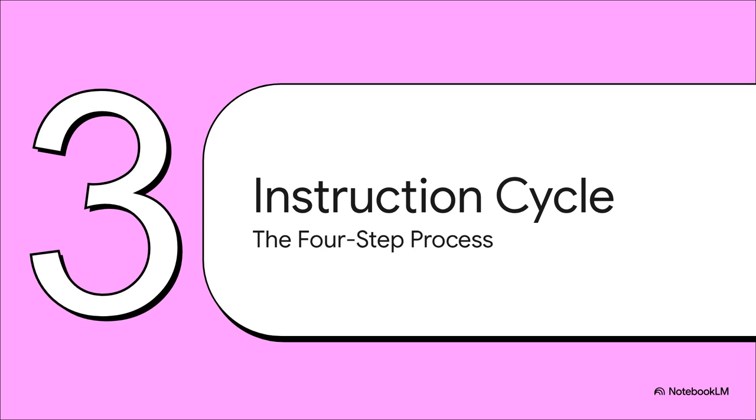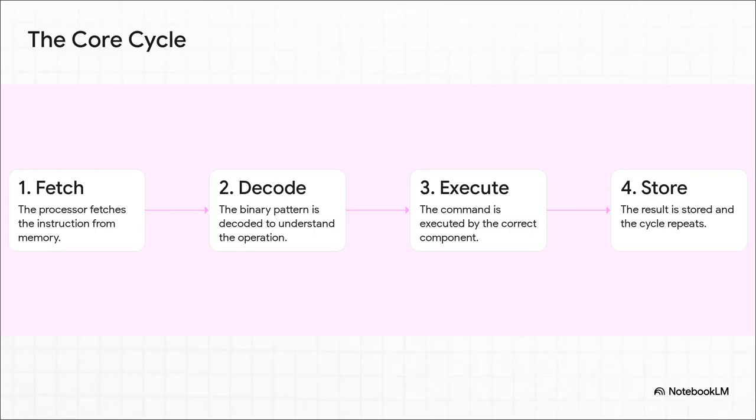All right, so we've got the language and we've got the brain. Now let's see how they actually work together. We're going to look at the process that every, and I mean every, single instruction goes through. It's called the instruction cycle. Everything your computer does, from playing a movie to sending an email, is built on this one simple four-step dance. It's a cycle.